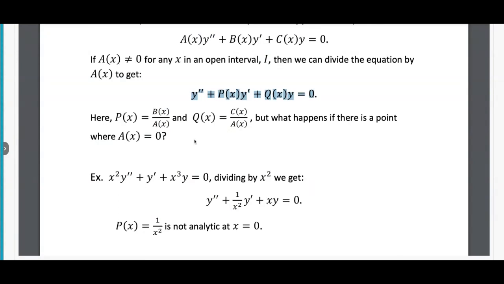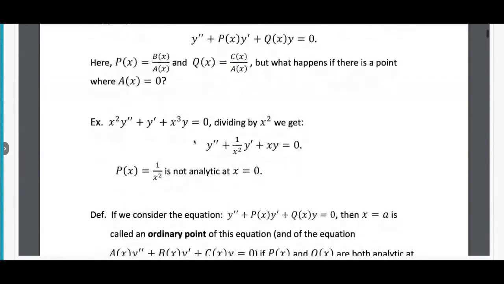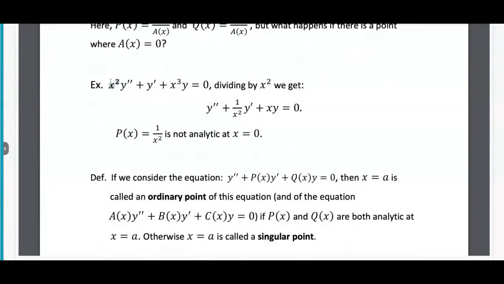Right? If the coefficient of y double prime is 0. Let's see an example. So we have x squared y double prime plus y prime plus x cubed y equals 0. If we divide it by A of x, which is x squared, we get this. So we have 1 over x squared here, and we call it p of x. So p of x equals 1 over x squared.